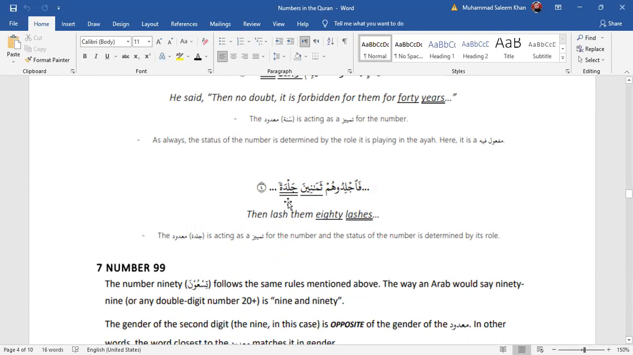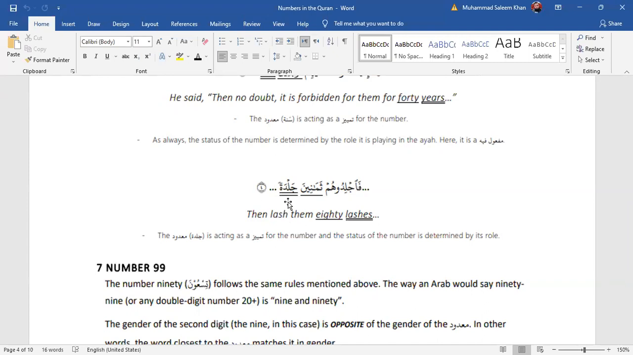Sir, what is the plural of jalda? Jaldatatun? No. Jaldatun, maybe? Let me recall. It's ending with ta marbuta. No, not necessary. It could be juludun. I don't remember, to be honest, but maybe we can guess. Maybe jaldatun, there is a possibility. Add alif and ta, as with the sound plural. Unless it doesn't have a specific pattern, then we can do that. Most plurals have a scale.